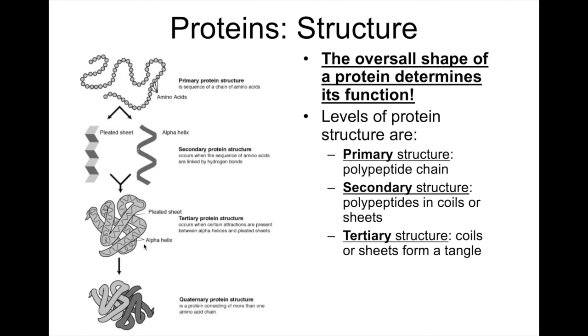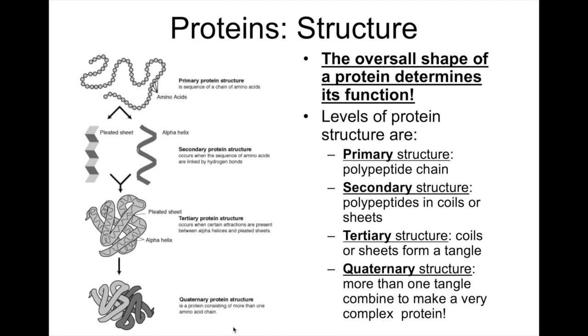So that's the tertiary structure. So primary is first, secondary is second, tertiary is third. This is where we form kind of a tangle in the protein, but it's supposed to form this tangle. That's how the protein actually works. And then quaternary, that's the fourth. That's where more than one protein chain comes together and makes a much more complex protein.